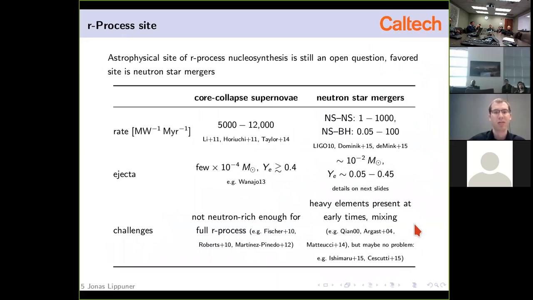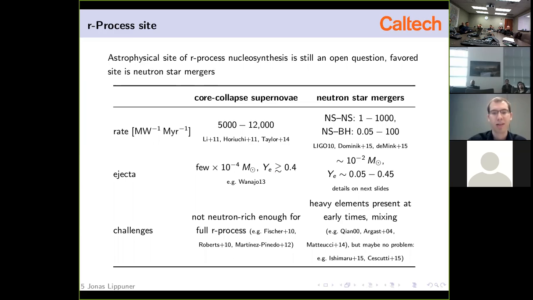There are two leading candidates for where the r-process can happen. One, the historic candidate, is core collapse supernovae, which are fairly frequent in our universe. The rate is between a few thousand and 10,000 per million years per Milky Way type galaxy, and they can eject about a few times 10^-4 solar masses. The ejecta tends to be mildly neutron rich, with an electron fraction, which is the number of protons divided by the total number of baryons, usually a little over 0.4.